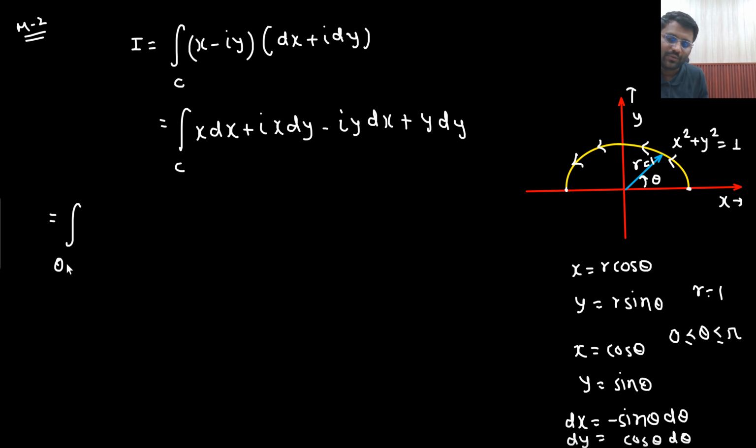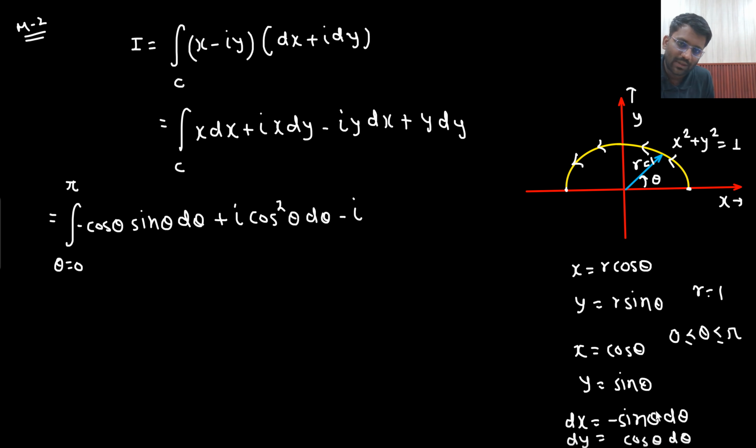Theta limit is going from 0 to pi. Start putting the values. What is the value of x? Cos theta. What is dx? Dx is minus sin theta d theta. Plus iota, x is cos theta and dy is also cos theta, so this will become cos square theta d theta. Minus iota y dx: y is sin theta and dx is minus sin theta d theta, so minus minus, this will become plus sin square theta d theta. Plus y dy.